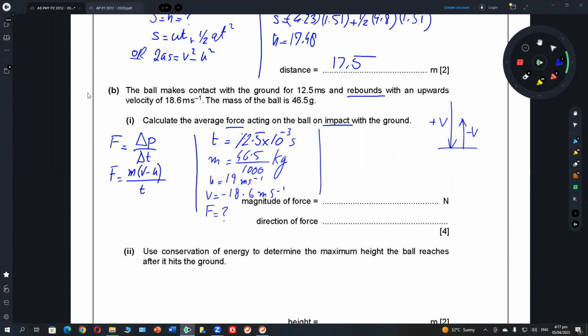Let me know once you get the answer. I'm getting 1.49 newtons. 1.49, it's a very small force. Can you double check? 1.49 is a very small number.